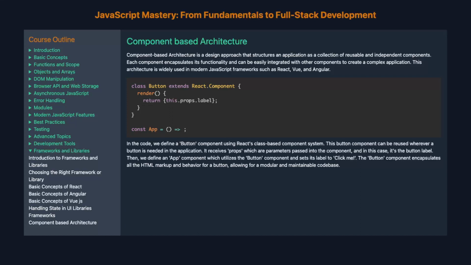In the code, we define a Button component using React's class-based component system. This Button component can be reused wherever a button is needed in the application. It receives props, which are parameters passed into the component, and in this case, it's the button label. Then we define an App component which utilizes the Button component and sets its label to "Click me". The Button component encapsulates all the HTML markup and behavior for a button, allowing for a modular and maintainable codebase.